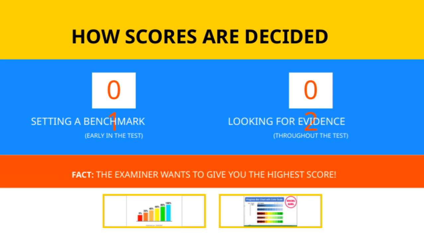Next, setting a benchmark happens early in the test. This is where you establish a strong foundation for your responses. By doing this early, you help guide the examiner's expectations and make it easier for them to see your strengths right from the start. Overall, understanding how scores are decided emphasizes the importance of providing evidence throughout the entire test and establishing a solid benchmark early on. Keep these points in mind as we continue, because they're essential for maximizing your scores.